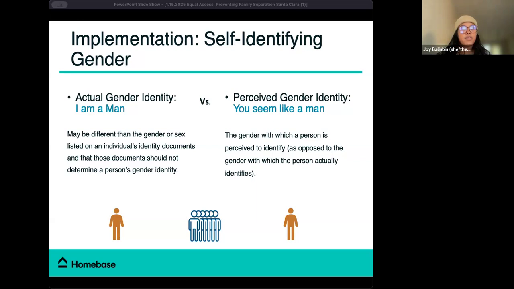And I'm going to stop here just for a second to see if anyone has any questions about the equal access rule itself, or any of the slides that we've gone over so far. Any questions?